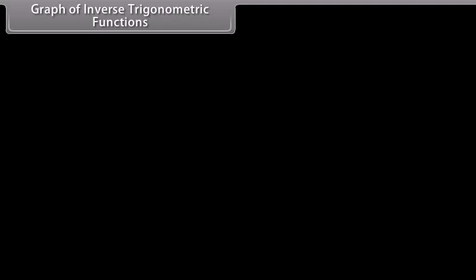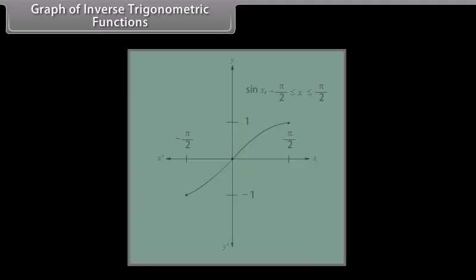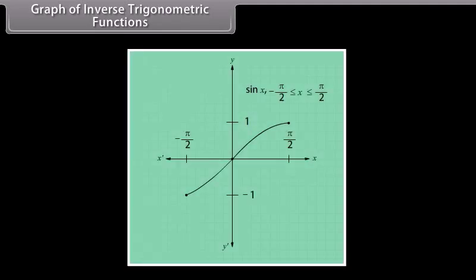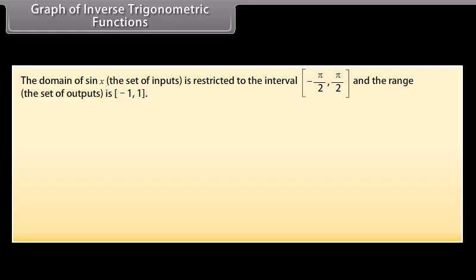Graph of inverse trigonometric functions. In this screen, we will learn about the graphs of the inverse trigonometric functions. Using this figure, the graph of arc sin x or sine inverse x can be easily obtained. The domain of sine x, that is, the set of inputs, is restricted to the interval [-pi by 2, pi by 2], and the range, that is, the set of outputs, is [-1, 1]. For the inverse functions, these flip-flop.